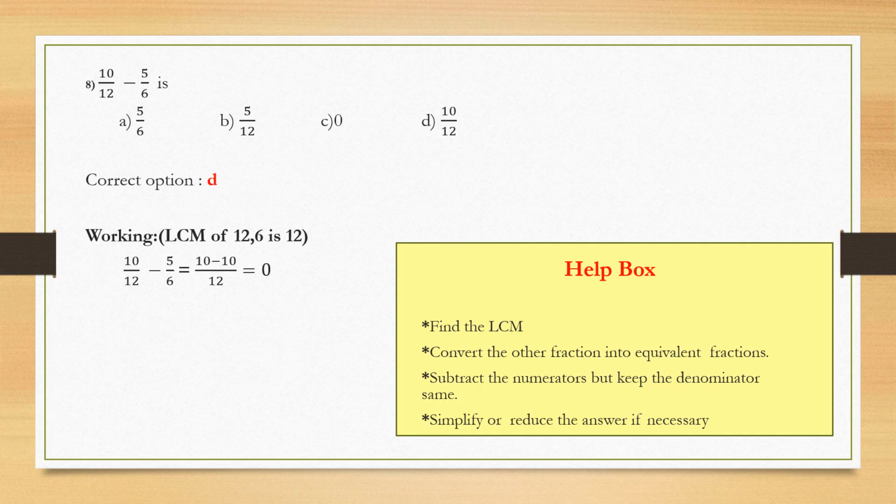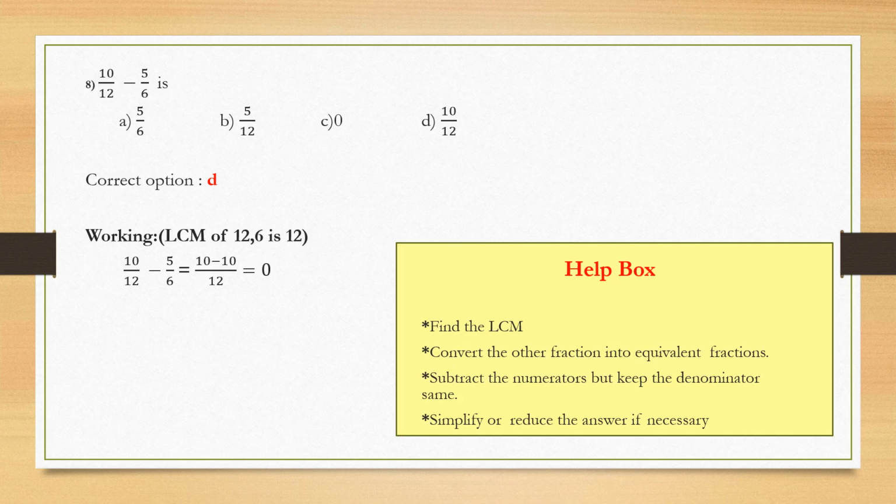Okay, we start with the eighth MCQ, that is subtraction of unlike fraction. Here the denominators, they are different and there is a sign of subtraction. Let's go to the help box. How do we solve this? First, find the LCM, convert the other fraction into equivalent fractions, subtract the numerators but keep the denominator same, and lastly simplify or reduce the answer if necessary.